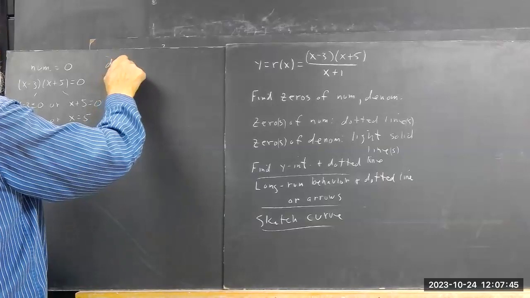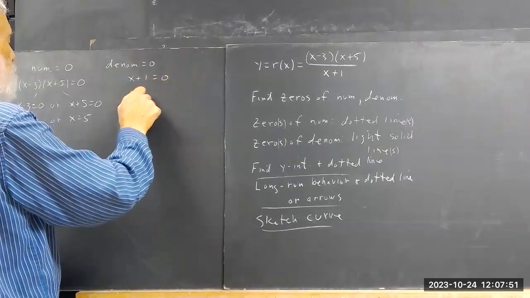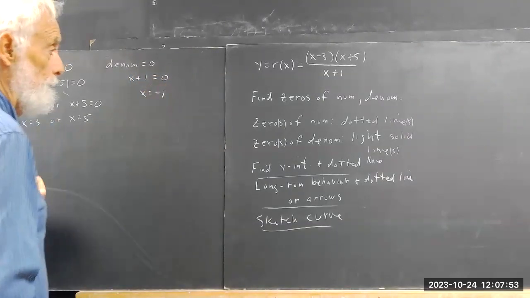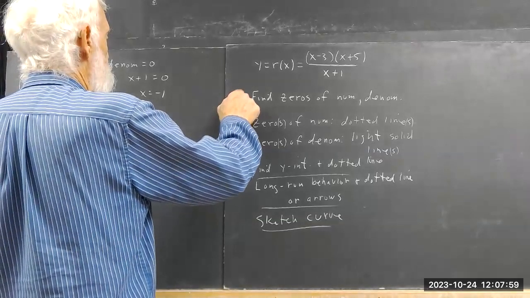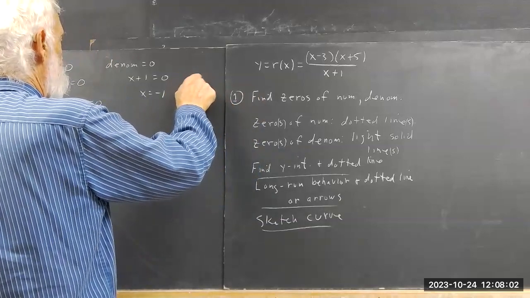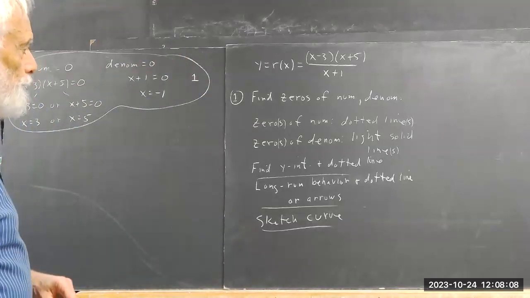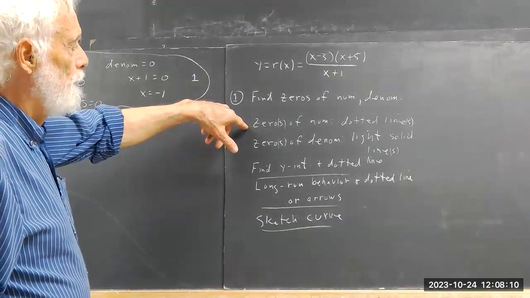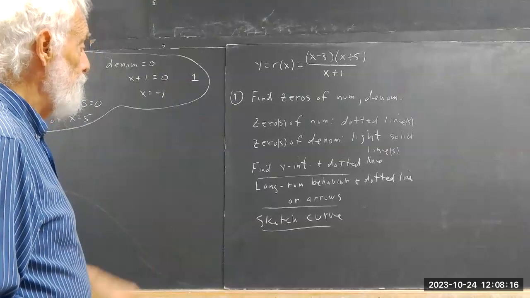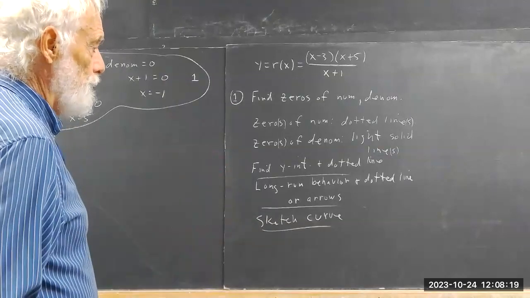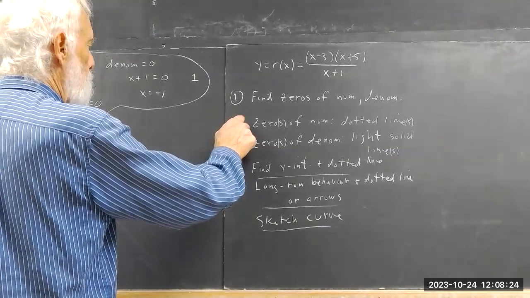Denominator equals 0. x plus 1 equals 0, so that x is -1. Okay, so there we have step 1. I'll call this step 1. So right here is step 1, and 1 is done. Now next, we're going to put the zeros of the numerator, indicating those with dotted lines, zeros of the denominator with light solid lines. Then we're going to find the x-intercept with a dotted line for that. So let's just do step 2.